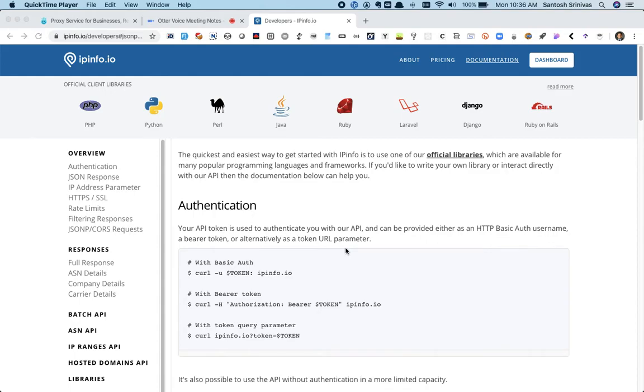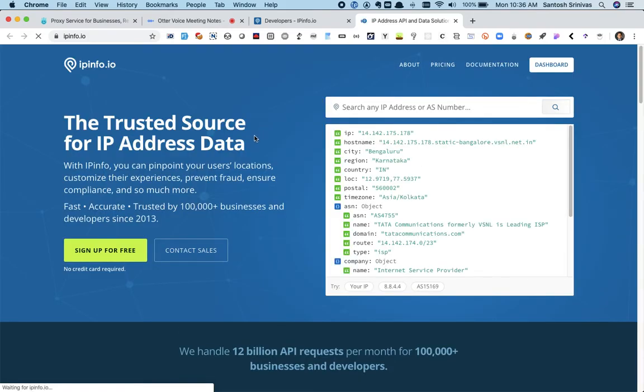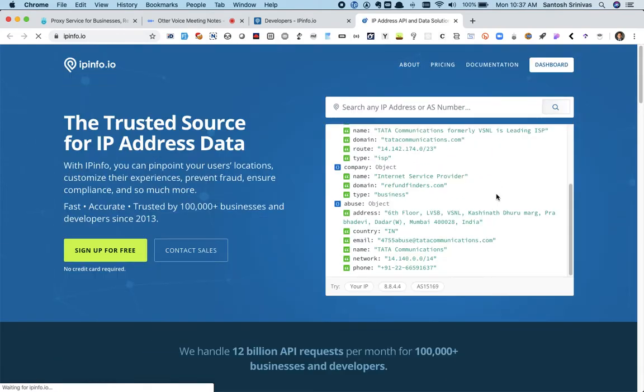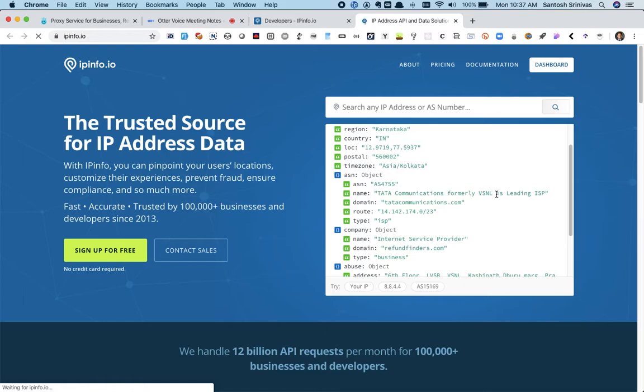Let's look at what this wonderful service called IPInfo.io is. As the web page says, IPInfo is one of the most trusted sources of information based on IP address data. This is actually extremely useful, and I have personally tested this service. The information provided by IPInfo, based on the IP address of the users, is extremely accurate and very useful for various businesses.